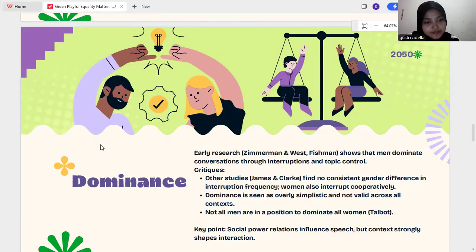And then, dominance is seen as overly simplistic and not valid across all contexts. And then, not all men are in a position to dominate all women, by Talbot.